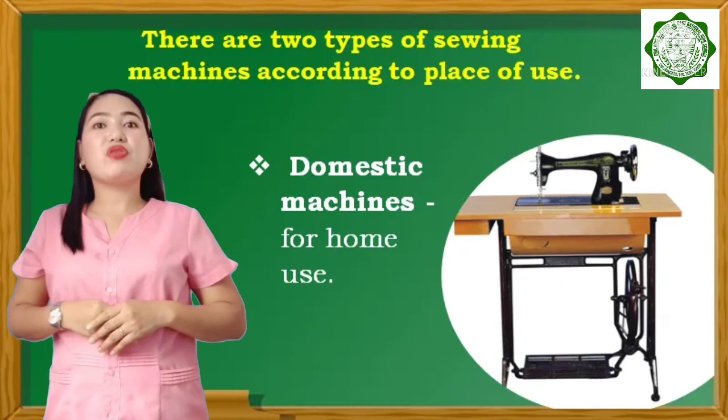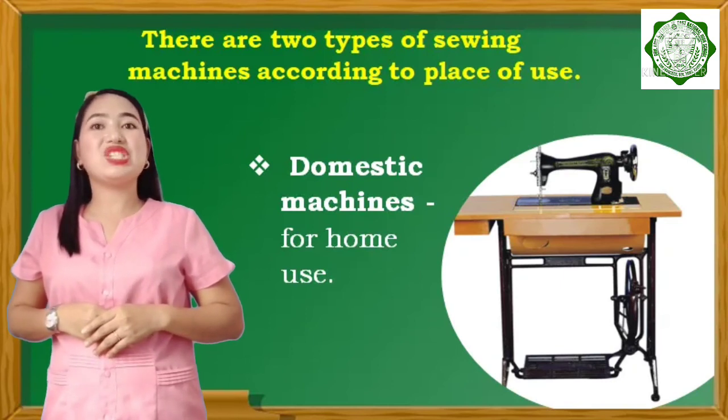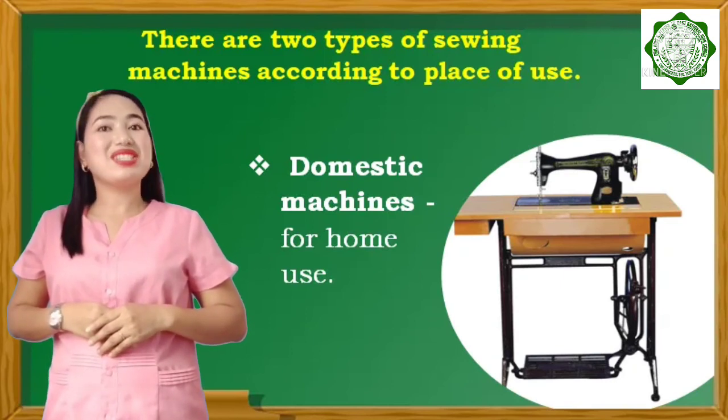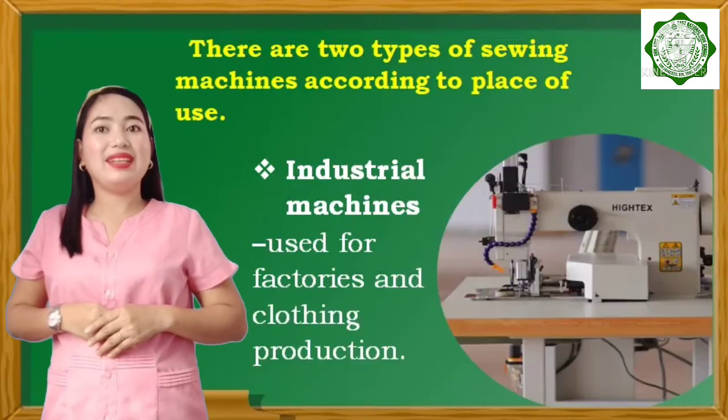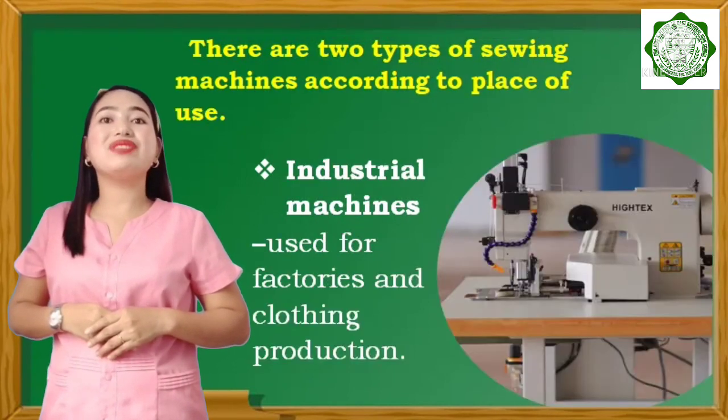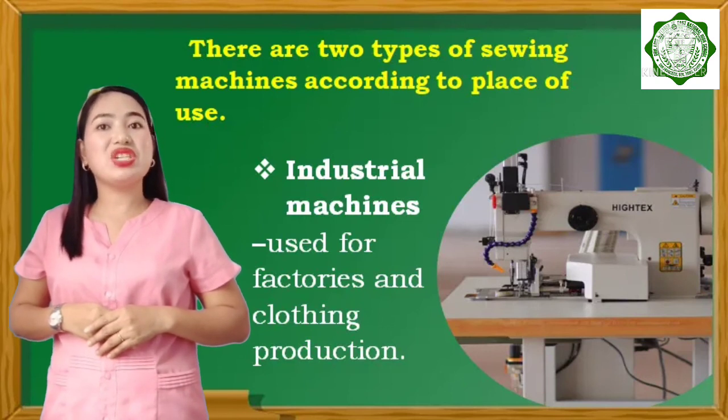There are two types of sewing machines according to place of use. Domestic machines for home use. Industrial machines which are used for factories and clothing production. Industrial machines are built specially to do long-term and professional tasks, while domestic machines cannot do heavy tasks.